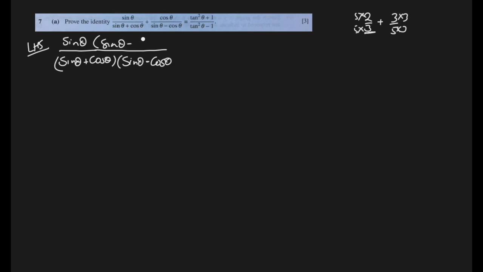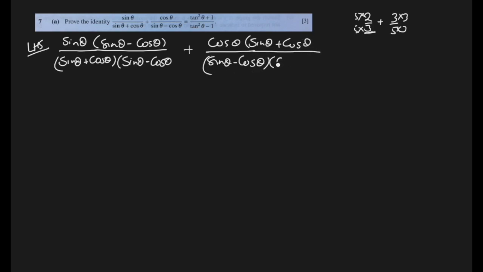So I'm multiplying the first term by sine theta minus cos theta. Now the second term, cos theta over sine theta minus cos theta. And again I will multiply it by the denominator of the other one, which was sine theta plus cos theta, and I'll multiply the denominator by the same as well. So sine theta plus cos theta. Now if you notice, the denominators are exactly the same now.